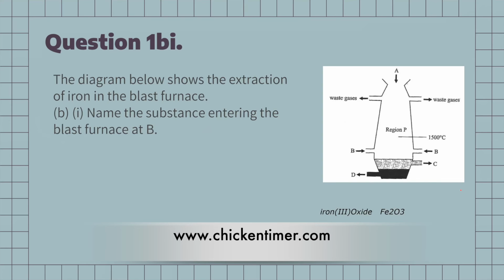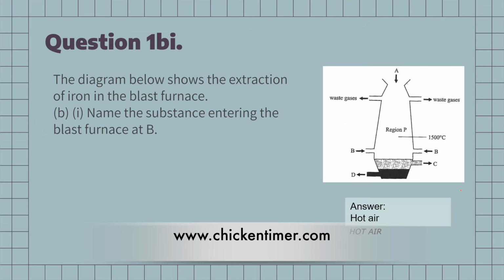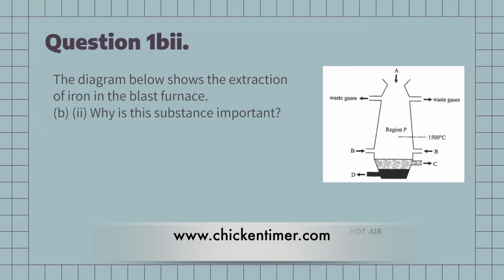Next one. Name the substance entering the blast furnace at B. What is in hot air? Oxygen and nitrogen. So this one is a continuation of this question. You have hot air. You say hot air. So this question is, why is hot air important? It's a source of oxygen. Why is oxygen important? To form the molten slag.